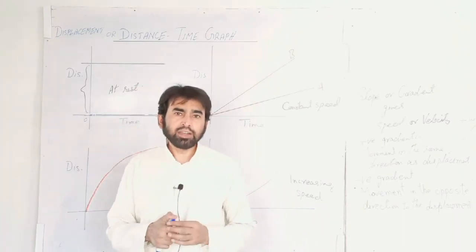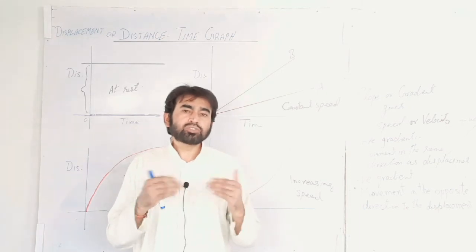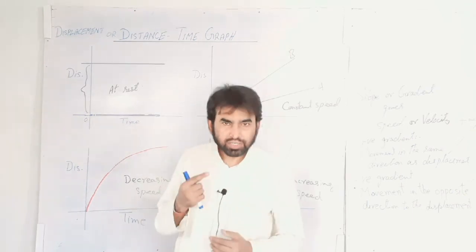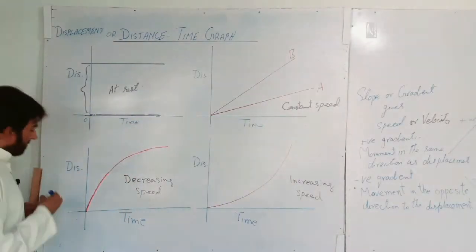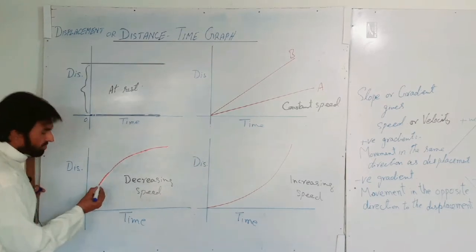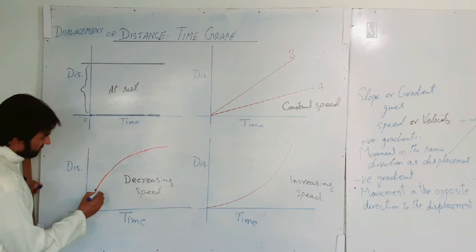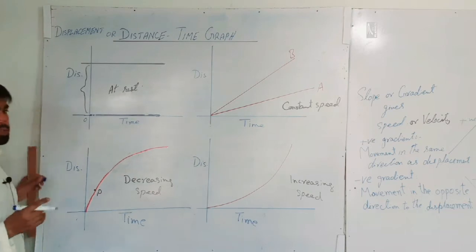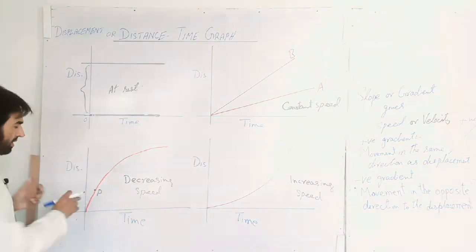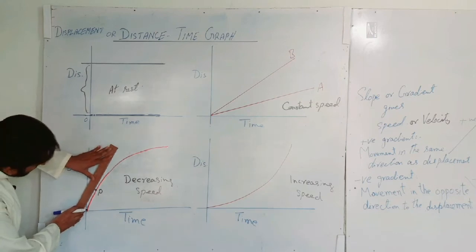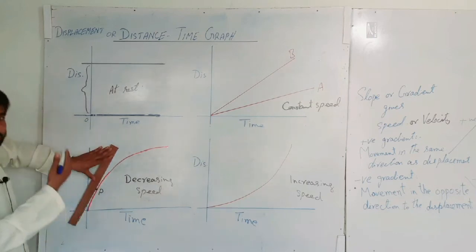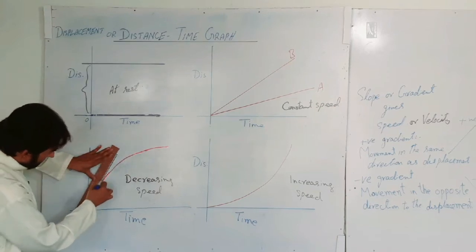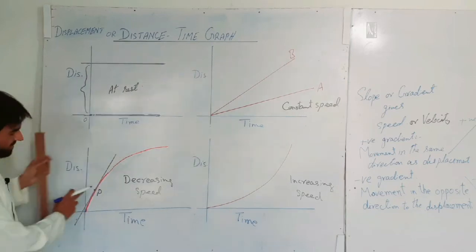A tangent is a straight line which is drawn along the curve, touching the curve at a single point. For example, here in the first case I am going to find out the speed of the body at this point. Say this point is P. I am going to find out the speed or velocity of the body at point P. Then I will have to draw a straight line, which is called the tangent to the curve at this point P. So this straight line must touch the curve at a single point.